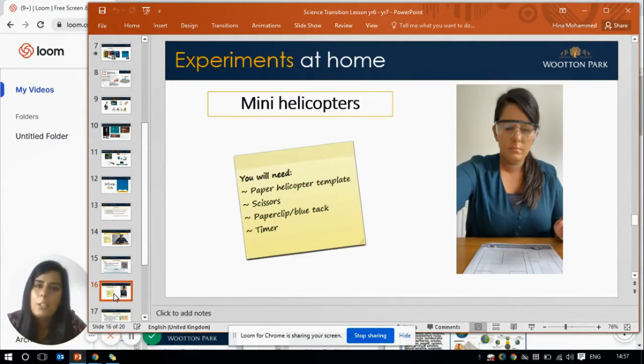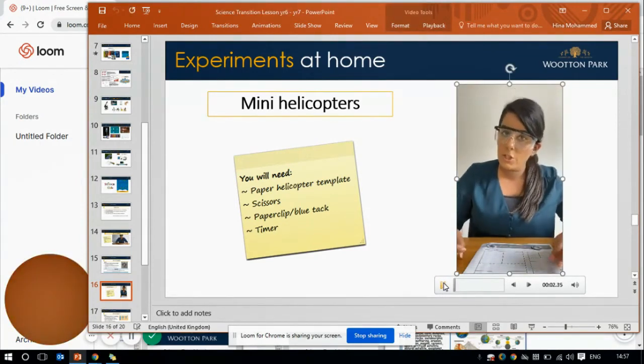The second experiment we're going to look at is mini helicopters. For this you need paper helicopter templates, which should be sent to you. You need some scissors, some paper clips or glue tack, and a timer. So I'm going to play the video so you can watch how to carry out this experiment.